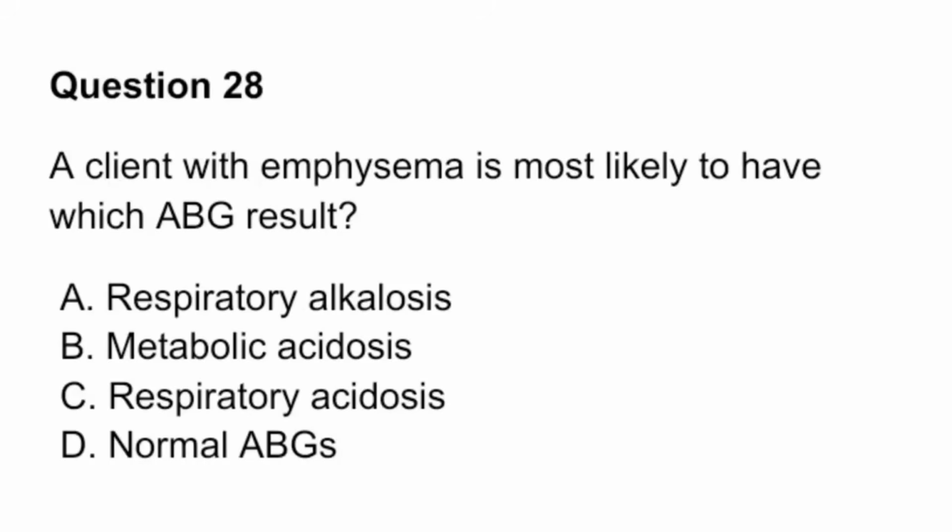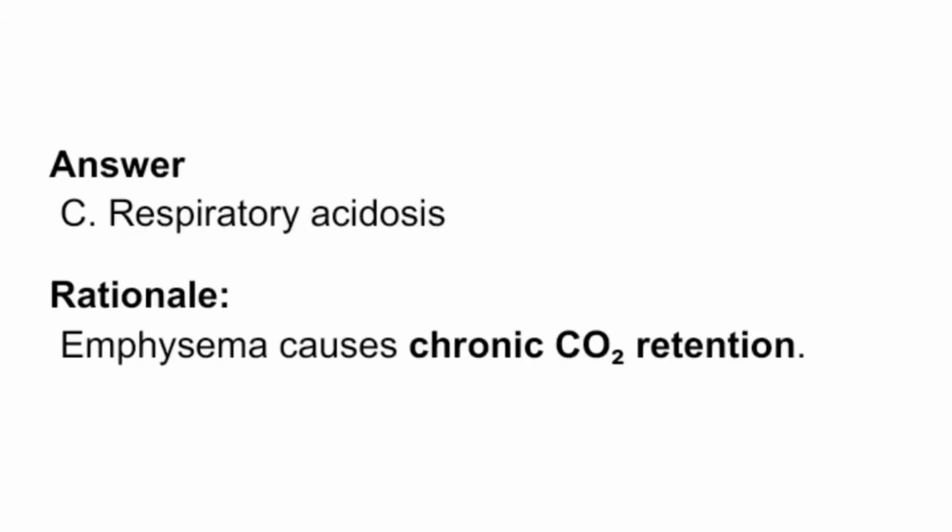Question 28. A client with emphysema is most likely to have which ABG result? A. Respiratory alkalosis. B. Metabolic acidosis. C. Respiratory acidosis. D. Normal ABGs. Answer: C. Respiratory acidosis. Rationale: emphysema causes chronic CO2 retention.